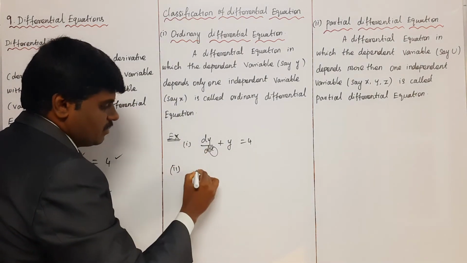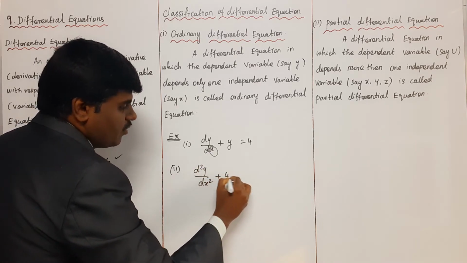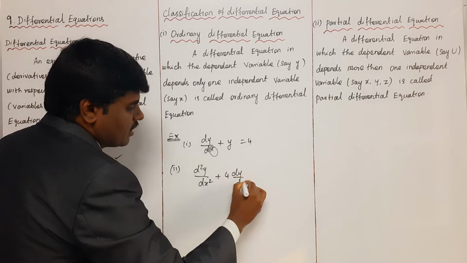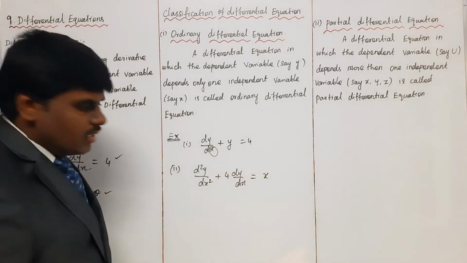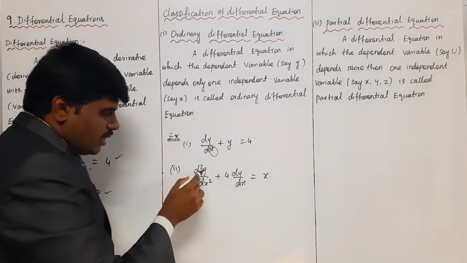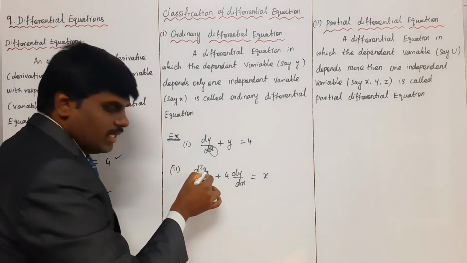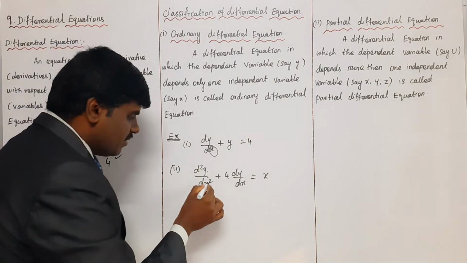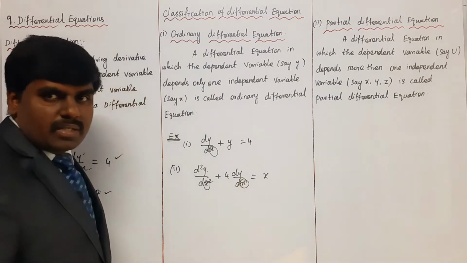Again, another example: d squared y by dx squared plus 4 into dy by dx is equal to some value of x or y, something. Now here in the equations, y is a dependent variable and x is an independent variable. So y depends on only one independent variable. Here x is the only independent variable.